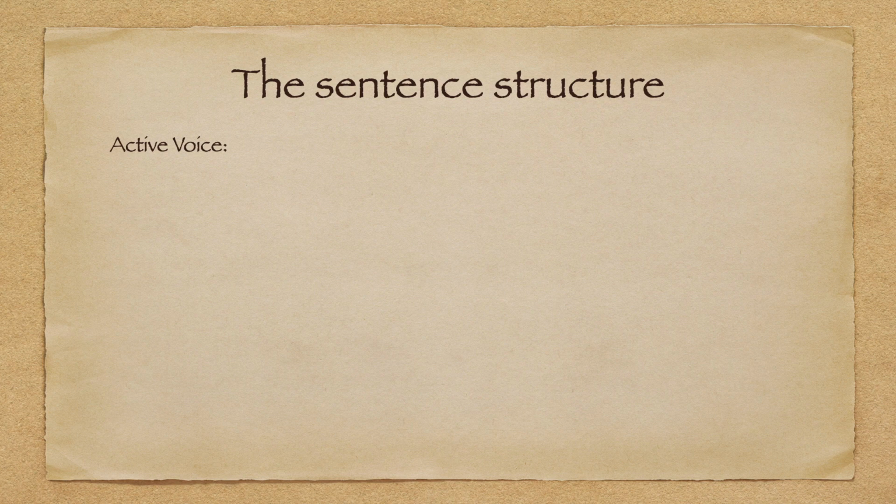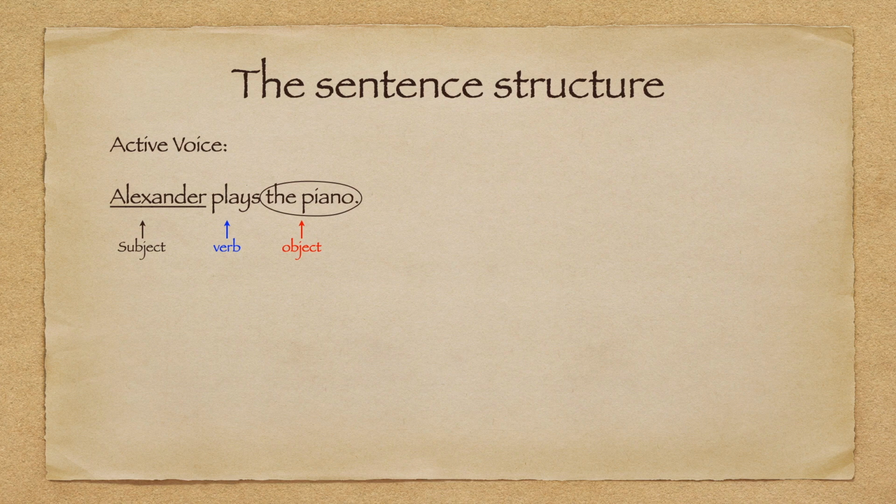Here's an example of a sentence. Alexander plays the piano. Alexander is our subject. Plays is the verb. The piano is the object. So we have subject plus verb plus object structure.